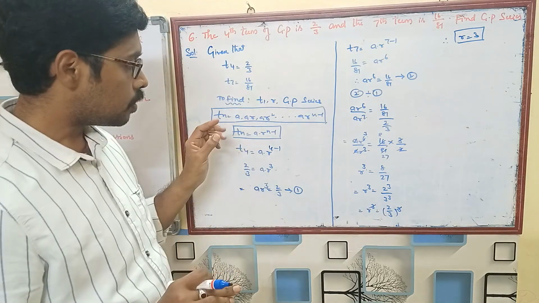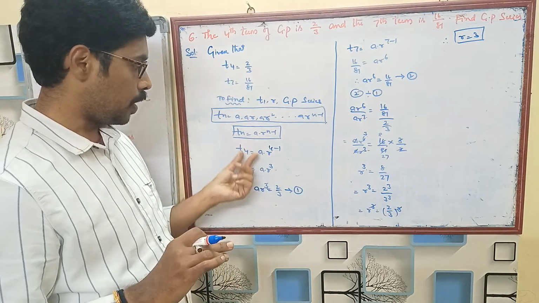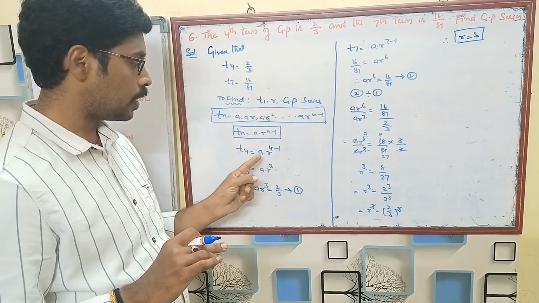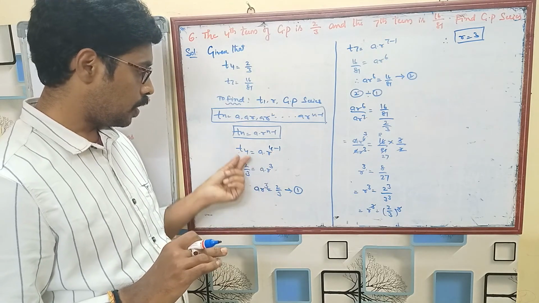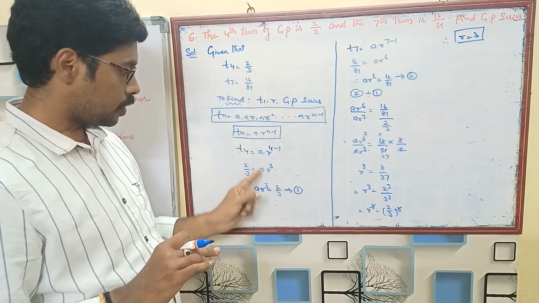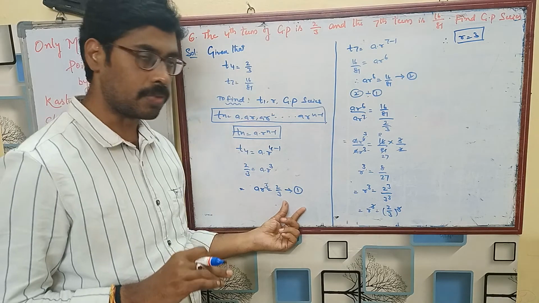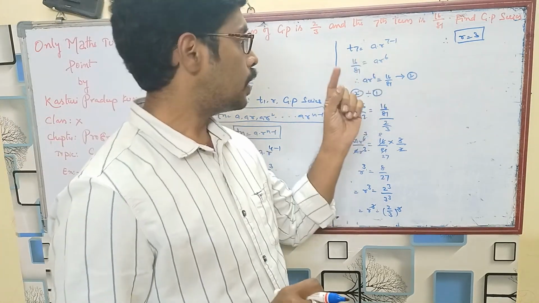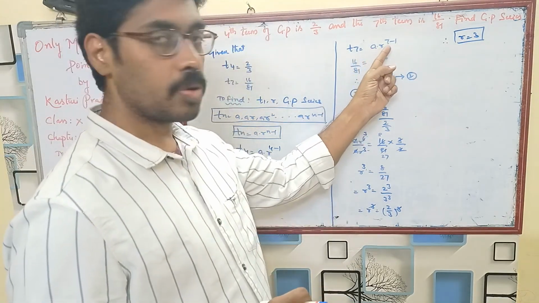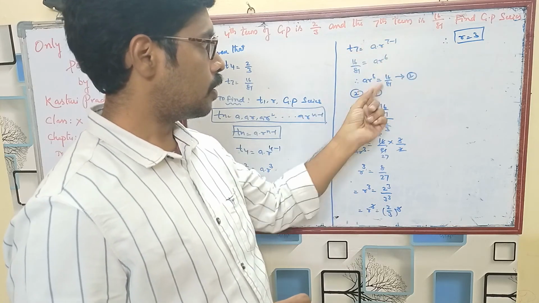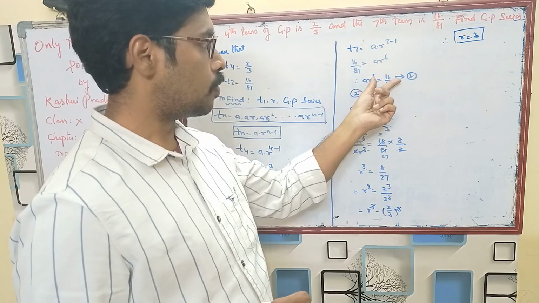Okay, first, substitute in this format. T4 can be written as A dot R power 4 minus 1. But T4 is given as 2 by 3, so substitute the values. Therefore, A R power 3 equals 2 by 3. Take it as equation 1. Similarly, T7 equals A dot R power 7 minus 1. But T7 is given as 16 by 81. Okay, we get A R power 6 equals 16 by 81.